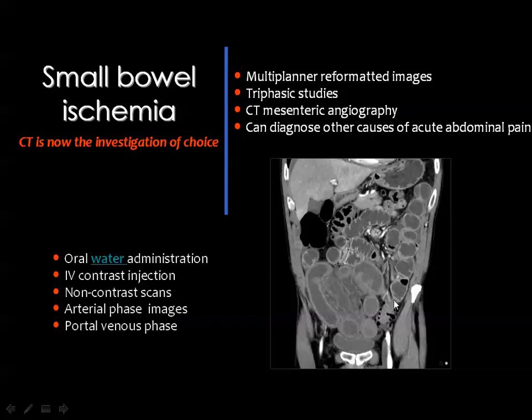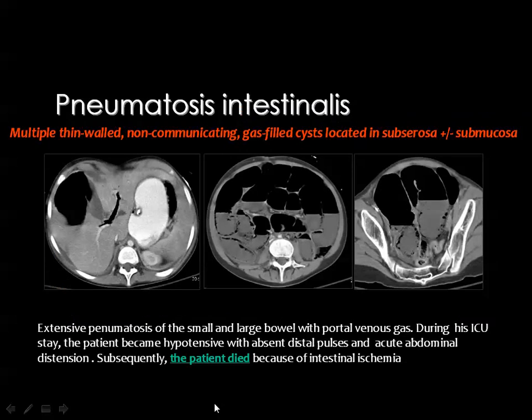Then if you look carefully here, you see the intestine is filled with water, and you can see some of the intestinal loops showed mural enhancement. These are healthy loops, and the other loops showed no enhancement of the wall, and this is due to ischemia.